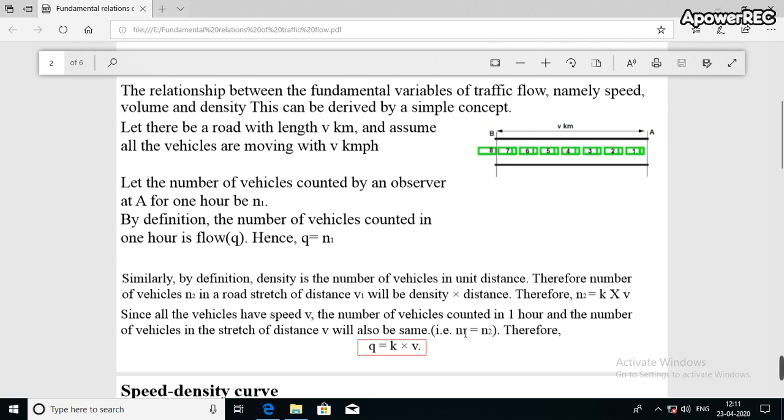Now, here N2 is the number of vehicles, N1 is the number of vehicles. As they are both the number of vehicles in a v distance, we can easily get that N1 equals N2, which means Q equals K into V. That means flow equals density into speed. Now, with this particular relationship, we'll be talking about the different interrelationships.